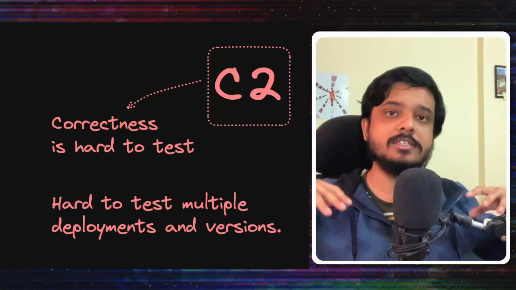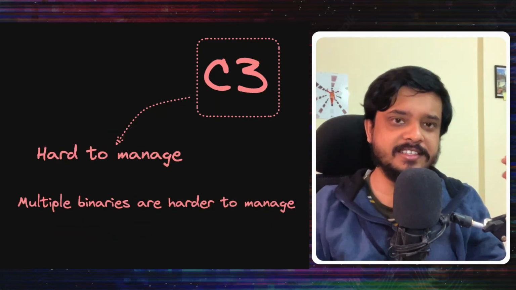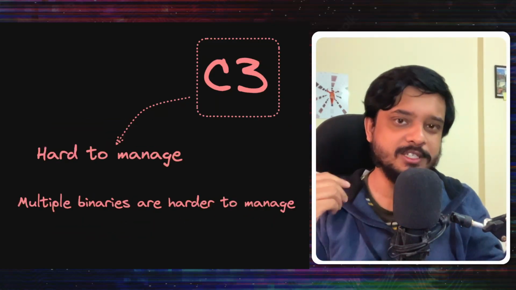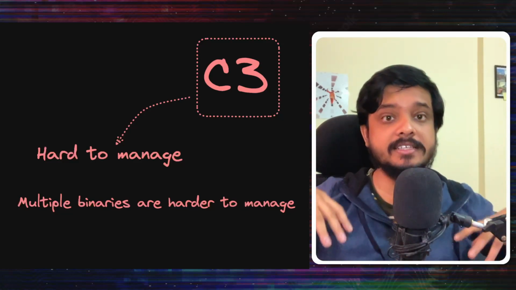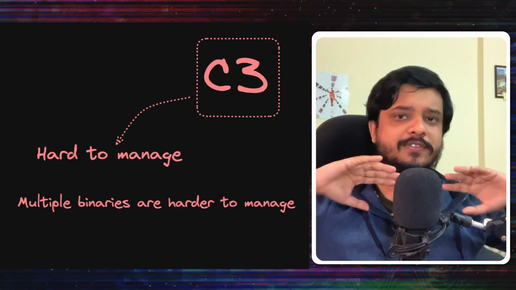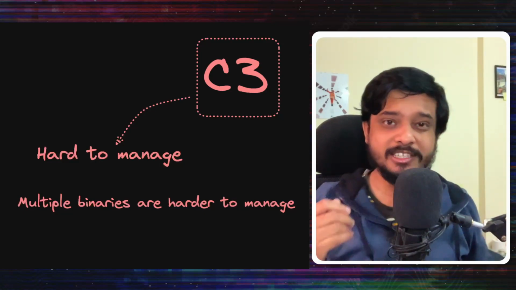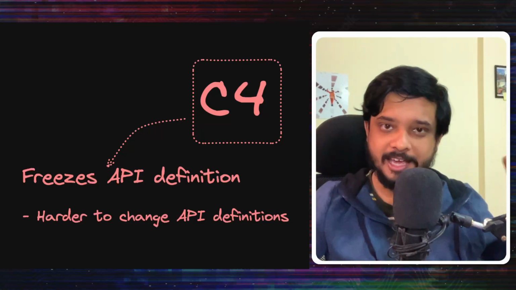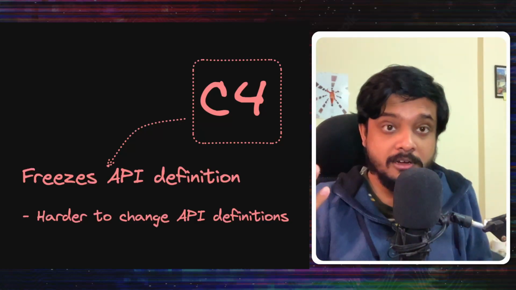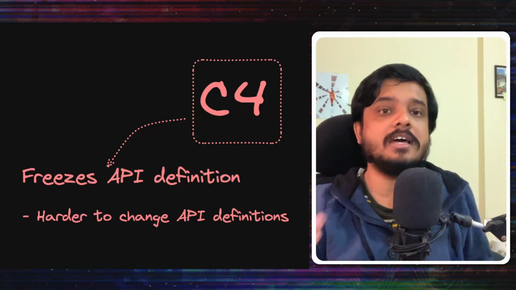It's just a pit which is pretty easy to fall into. Challenge 3 is that it's hard to manage. There are multiple binaries to build and deploy, to test for correctness, security, and it is also difficult to build all of them and test locally. The fourth challenge, C4, is that it freezes APIs, which is kind of good, but it also has its disadvantages.